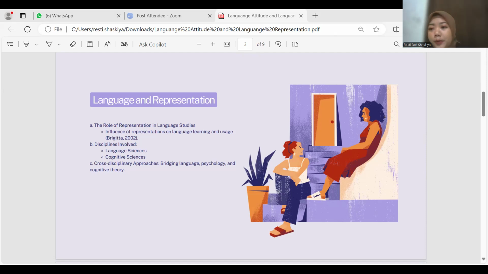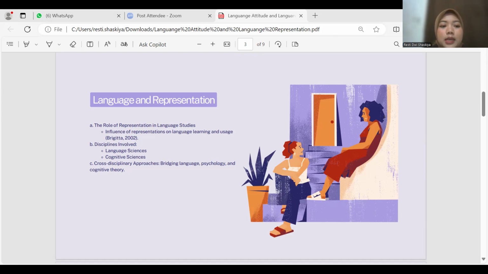The role of representation involves disciplines. The first is language science. This focuses on studying how language works. It looks at how languages are structured, how people use them, and how they evolve over time. And the second is cognitive science. This area studies how the human mind works, including how we think, learn, and remember. It looks at how language is processed in our brain, how we understand it, and how we use it to think.